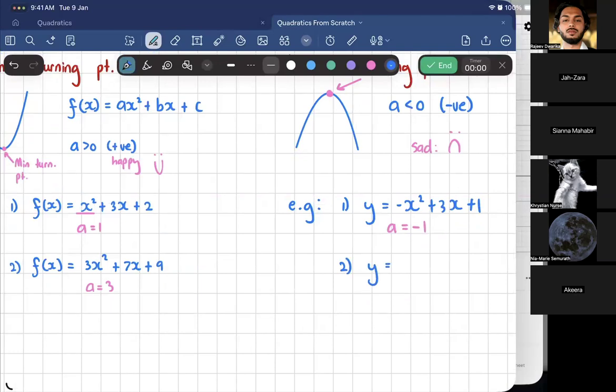Okay. So now I want somebody in class to give me an example of a quadratic that has a maximum turning point. Somebody give me an example now. Anybody in class?